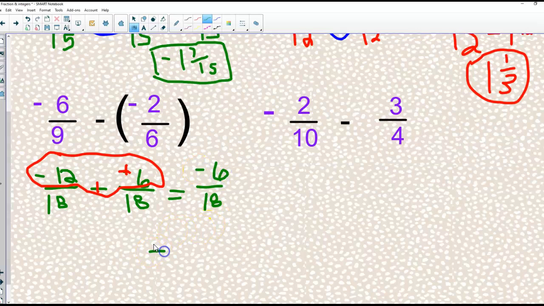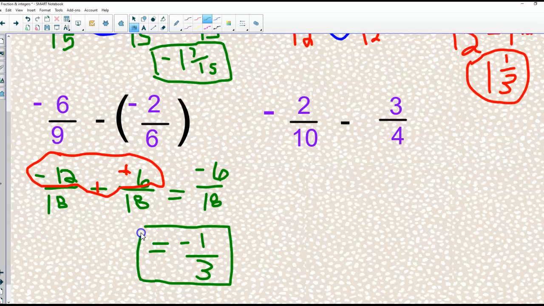Now that one's not improper, but it can be reduced. You could divide both of these by 2, you could do 3, we can even do 6. So let's divide by 6. I will get 1/3. And again, bring my negative sign with me. It's negative 1/3 as our final answer.